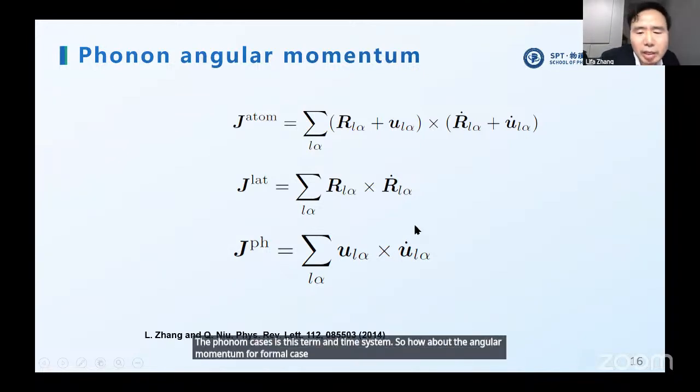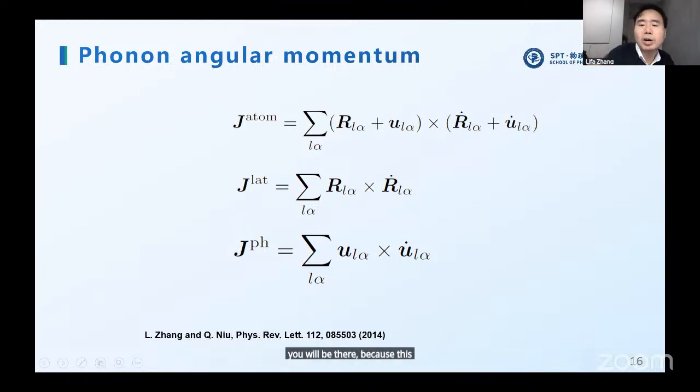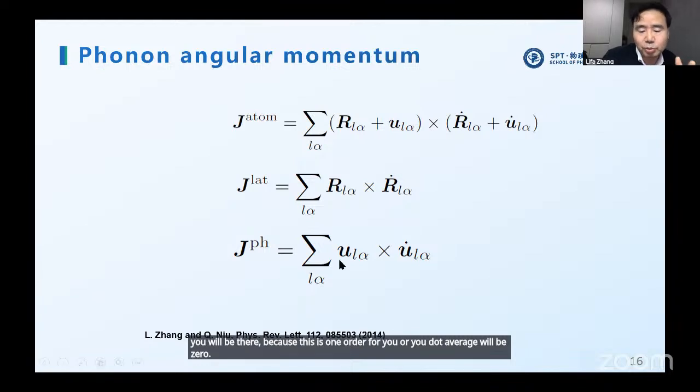So for now, for the equilibrium case, the cross term, this one times this one and this one times this one, will be zero because this is one order in u or u dot. The average will be zero. Okay, but here this term is one order in u, one order in u dot. So how about this result?